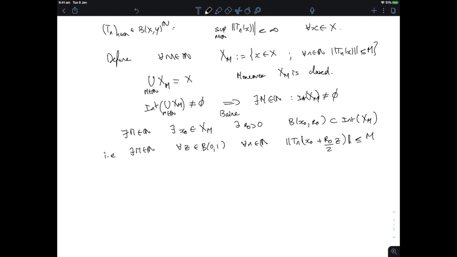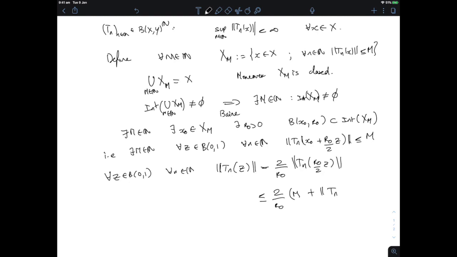Okay, but now that I have that, that means that for every z in B(0, 1), and for every n in N, what can I say about T_n of z? Well, I can rewrite T_n of z as T_n of (r_0 over 2 times 2 over r_0 of z). So this is certainly equal to 2 over r_0 times T_n of (r_0 over 2 of z). And now by the triangle inequality, this has to be smaller than 2 over r_0 times M plus the norm of T_n of x_0, right?